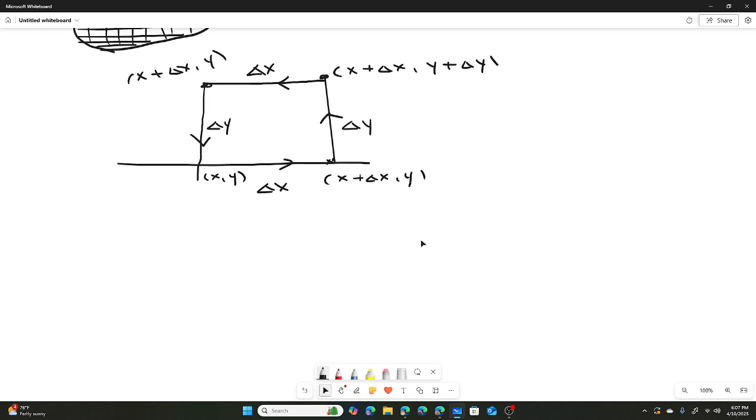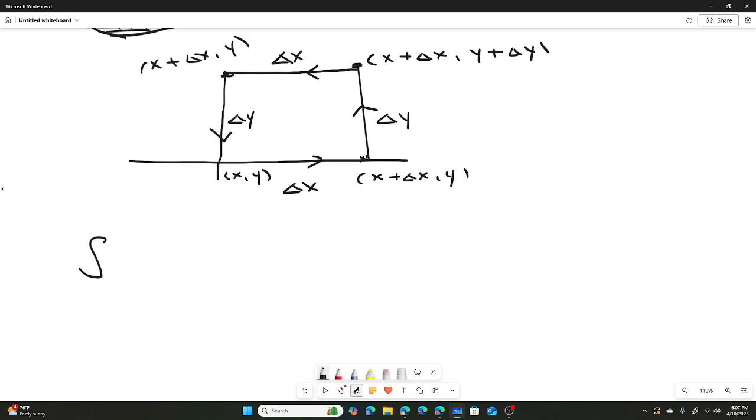We would like to know the circulation around C. So the circulation around C would be F dot dr, but that's just the same as m delta x plus n delta y.